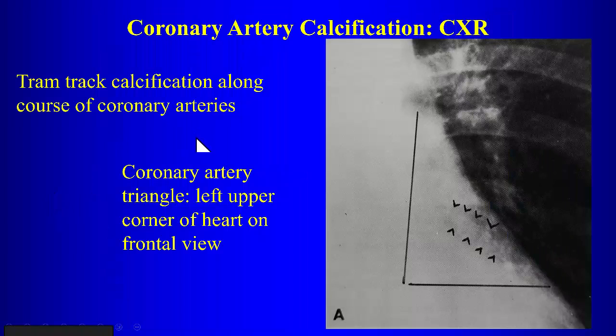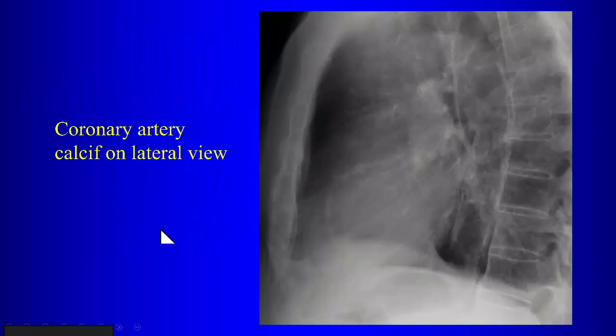All right, so let's move on now to coronary artery calcification. The most common location on the plain film to see coronary artery calcification is called the coronary artery triangle. Here it's the left upper corner of the heart, right over there. So that's where we can see it on the frontal view. You can also see it on the lateral views. You see coronary artery calcification there. Laterally, this patient also looks like we have put in some stents.